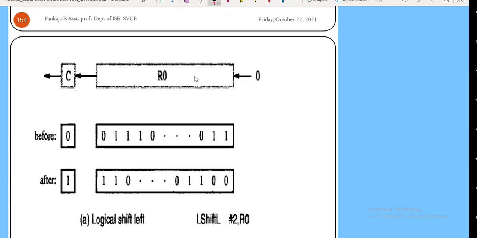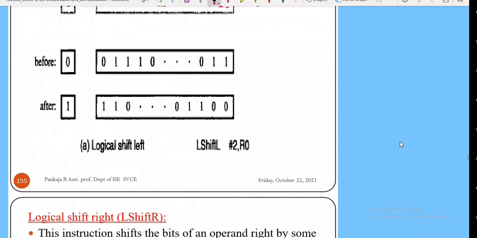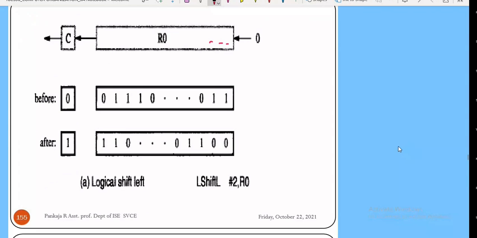So you can observe that whenever you are shifting left by a specified number of bits, it is going to have some vacated positions at the right side. Now those vacated positions are filled with zeros in case of logical shift left. So now consider an example.